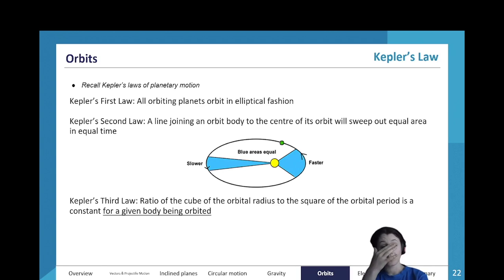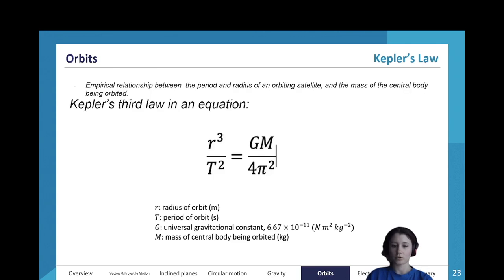Now, getting on to Kepler's third law, the ratio of the cube of the orbital radius to the square of the orbital period is a constant for a given body being orbited. So, Kepler's third law actually links into an equation. So I'll show you guys over here.